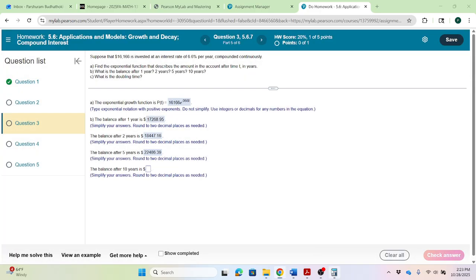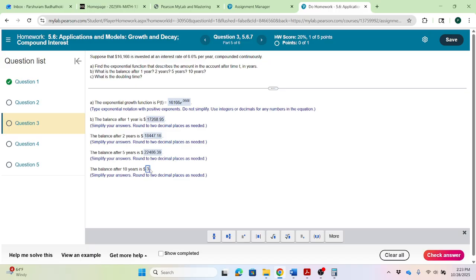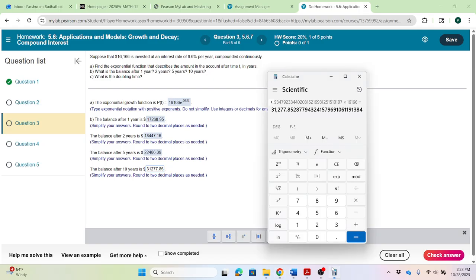And for the 10 years, it's e to the power 0.066, so 0.66, because you have to multiply that by 10, times it by 16,166, and that's $31,277.85.